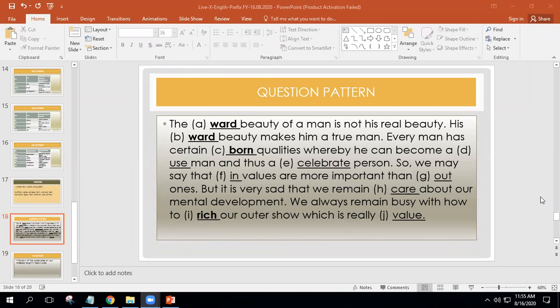The word beauty of a man is not his real beauty. His word beauty makes him a true man. Every man has certain born qualities whereby he can become a used man and thus a celebrated person. So, we may say that in values are more important than out ones, but it is very sad that we remain care about our mental development. We always remain busy with how to reach our outer show, which is really valueless.